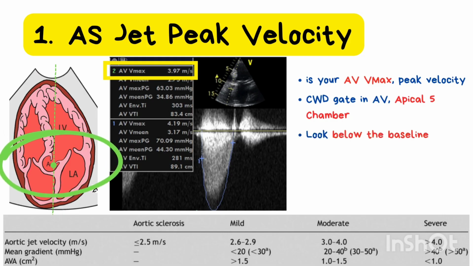Look below the baseline on your Doppler waveform. That's where the aortic jet appears, and then start tracing. If your patient is in normal sinus rhythm, you should average 3 beats. But if they have an arrhythmia, such as atrial fibrillation, try to average more than 5 beats for accuracy.